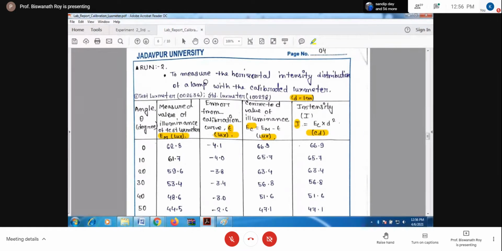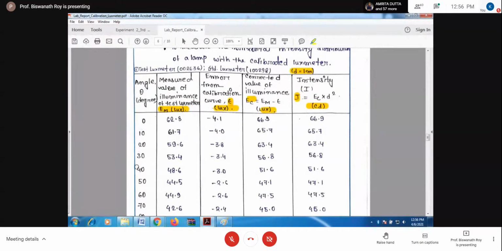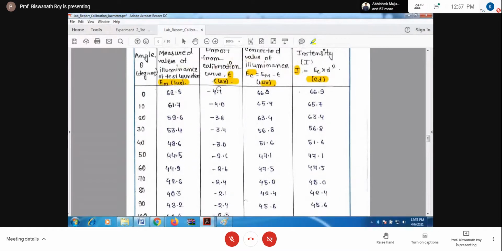So again, just note down that in this run 2, the lamp is to be supplied at a fixed value, at its rated value, which is 230 volt. So for different angular directions, the illuminance values are different, and accordingly the errors are to be taken from the chart. So these 2 columns are to be taken at the laboratory, and the rest of the task is to be done outside the laboratory. So these 2 columns are the measured values. The first one is the degree, the second one is the illuminance value.